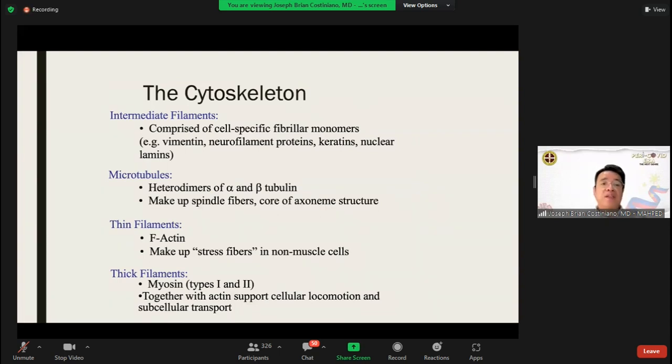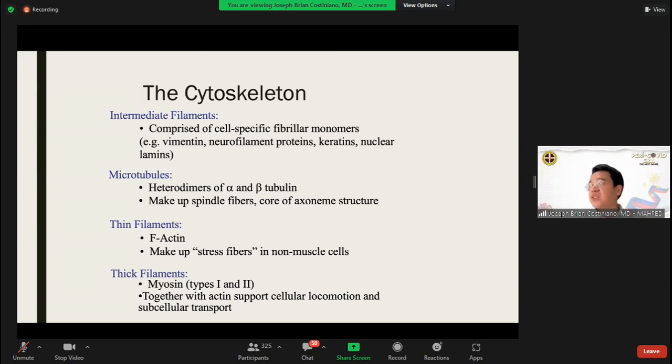In the cytoskeleton, you have four: your intermediate filaments, your microtubules, your thin filaments, and your thick filaments. Now, when you talk about microtubules, microtubule formation, what comes to mind? Usually spindle fibers, right? Okay, where do we see the spindle fibers?